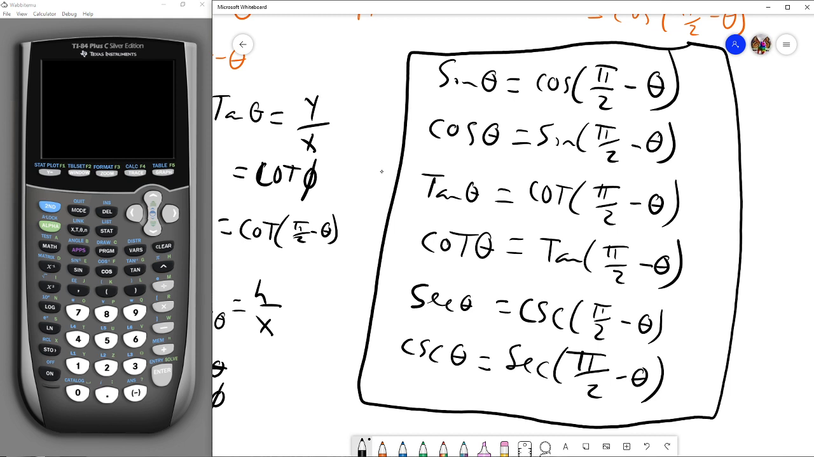Alright, so these will be useful pieces of information when we eventually get to proving trig identities. For now, we're just getting our building blocks all set up for that. Well, with that, we're going to conclude this video.